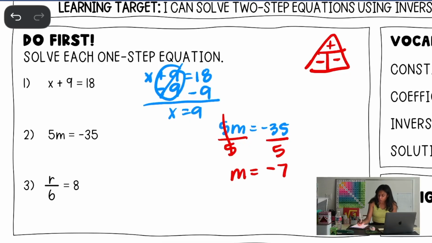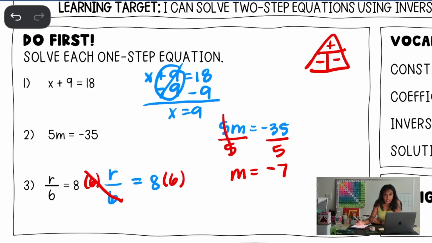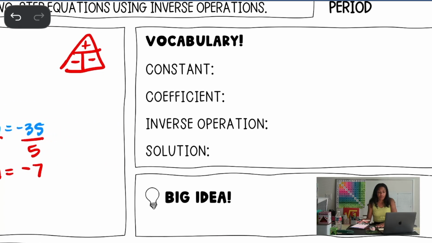All right. Last one, r divided by 6 equals 8. Again, we're dividing. We need to do the inverse operation so that our coefficient is 1, being multiplied by 1. So I am going to multiply by 6 on both sides. That gets rid of that denominator for me. 6r divided by 6 is 1r, or just r. And r is going to be equal to 48. Again, you can check by going back and substituting into the original equation. We don't have time, so we're going to move on. I trust you there.